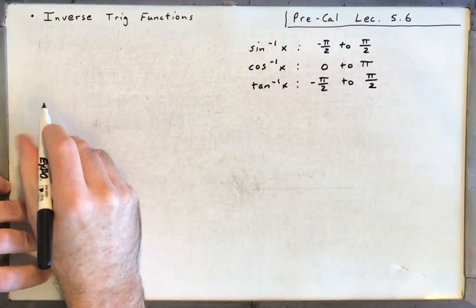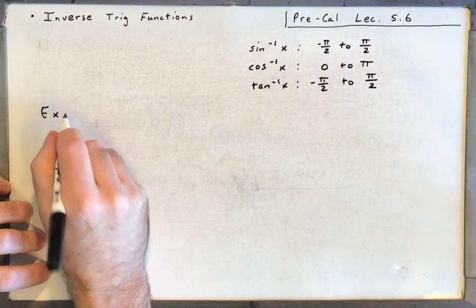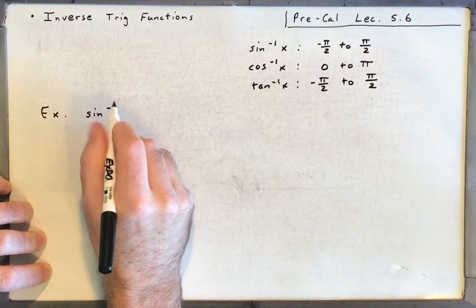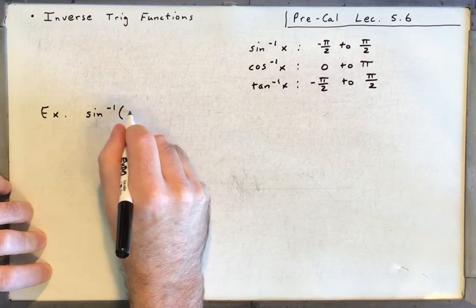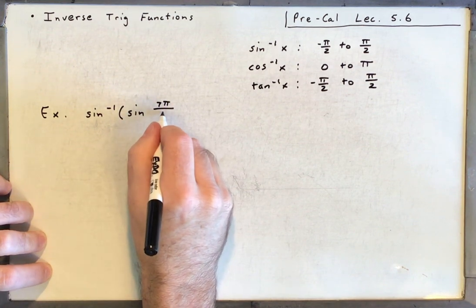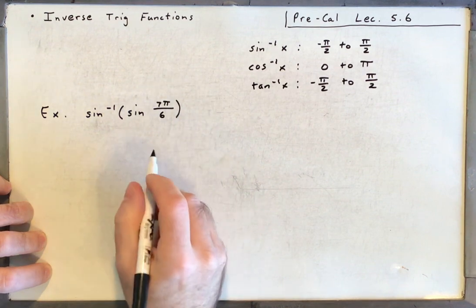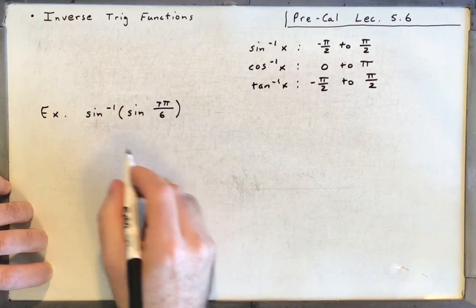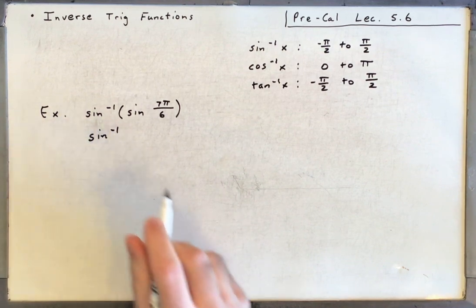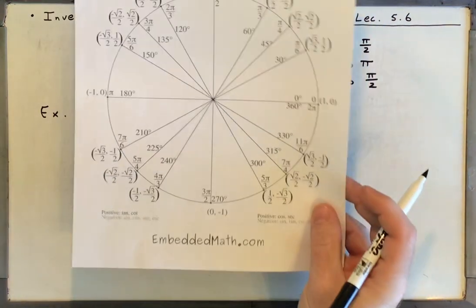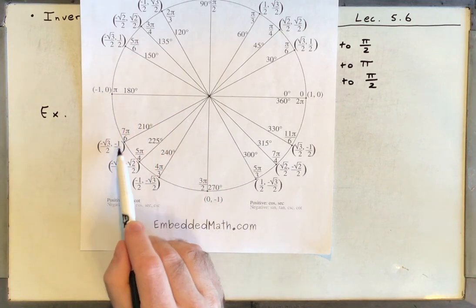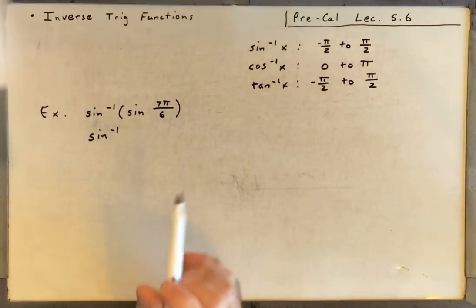Okay, so using this, our first example is we want to take the inverse sine of the sine of 7 pi over 6. Okay, well, what is the sine of 7 pi over 6? We're going to work it inside out. The sine of 7 pi over 6, that's right down here, is negative 1/2.